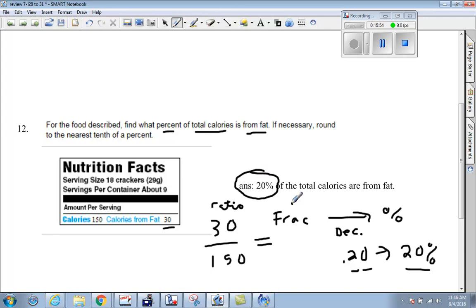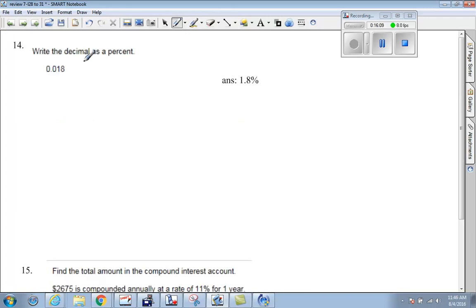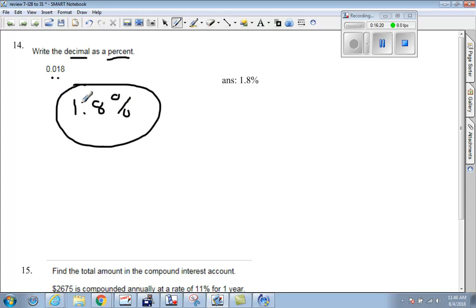So again, reminding you that when you go from fraction to percent, you might want to travel to decimal first, and then eventually to percent. Okay? Hope that helps. Let's head to number 13. Write this decimal as a percent, just reminding that we slide 2 to the right. I feel like we can never have enough practice with that. That's going to be 1.8%.